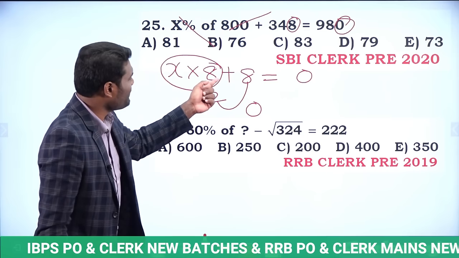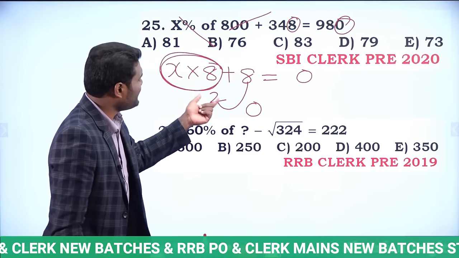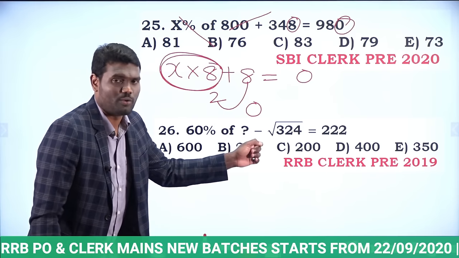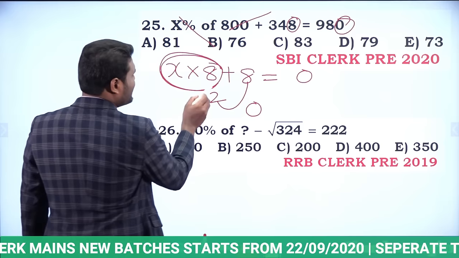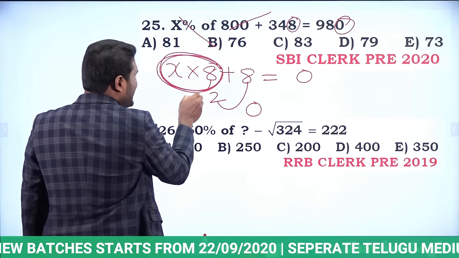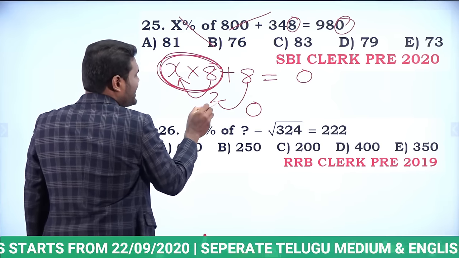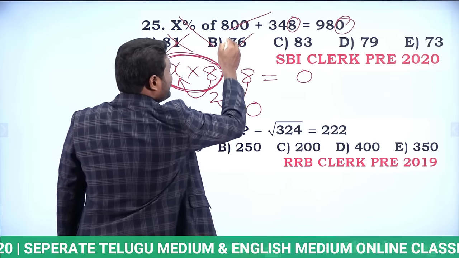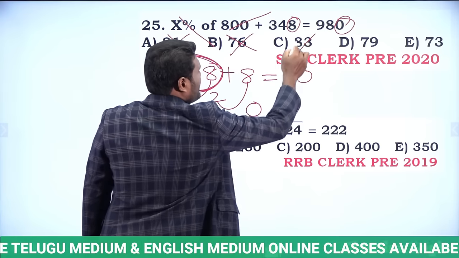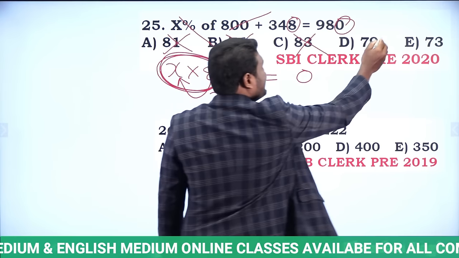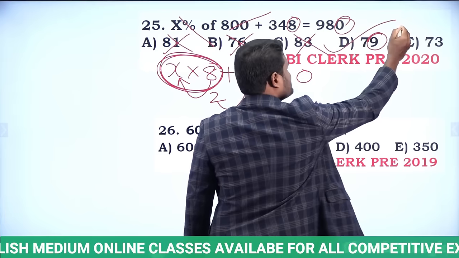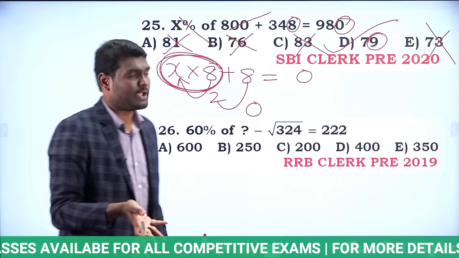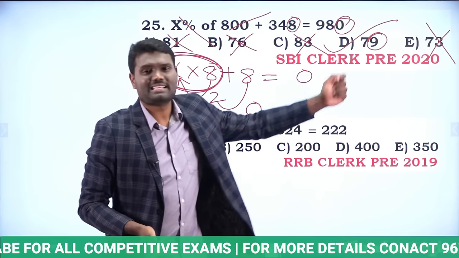Now I need to make this a 2, then 8 plus 2 will be 10, which is last digit 0. Now let us check which one will give us 2, which means 8 should multiply with some last digit to get 2. 8 1 times 8, this is not 2. 8 6 times 48, this is not 2. 8 3 times 24, this is not 2. 8 9 times 72, yes, this is going to be my answer. So you can simply say that it is going to be 79.